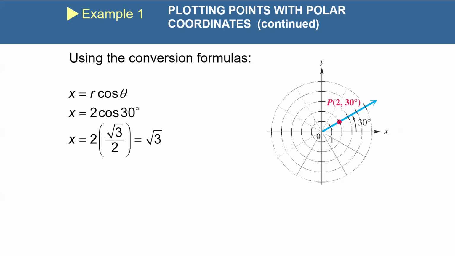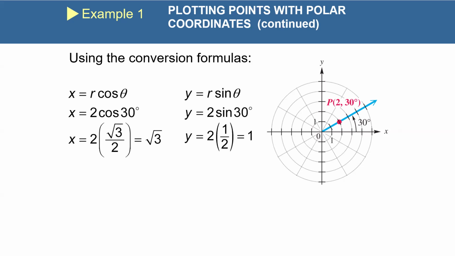And then we simplify it. So then we have the square root of 3, right? Now we're going to do y. What does y equal? r sine theta. So we're going to take r sine theta, plug in our r and our theta, and the sine of 30 is 1/2. Half of 2 is 1. So I now have my x and my y, which is what rectangular coordinates are made of.